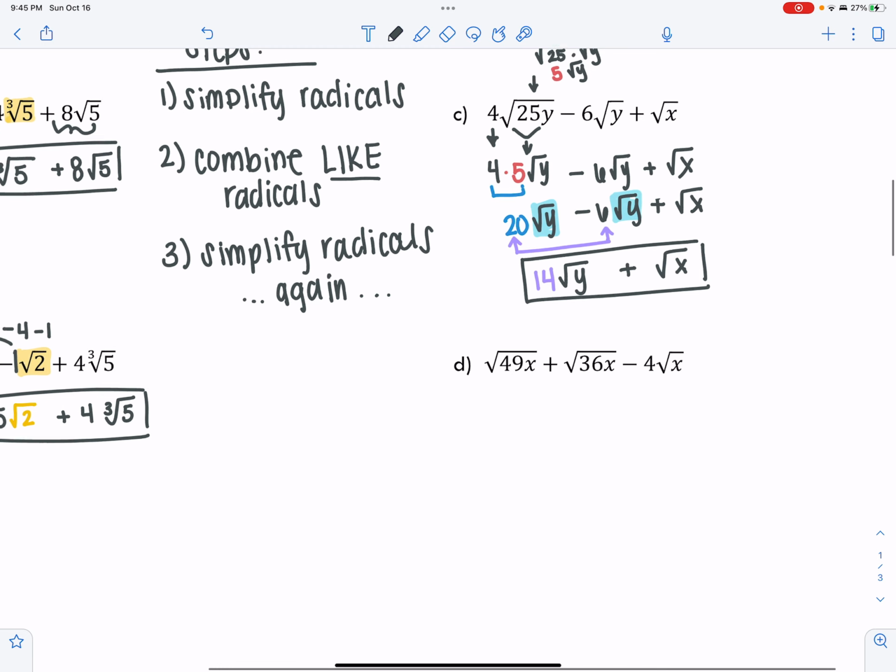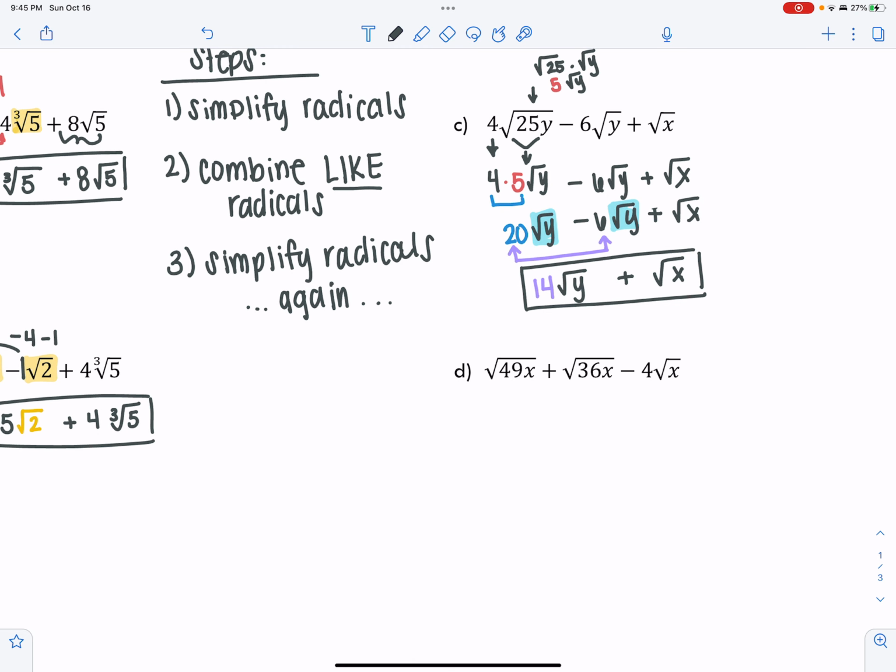All right, I would recommend pause the video, try this next one. All right, so I'm assuming you either got stuck or you got an answer. So let's check with mine. The square root of 49x plus the square root of 36x minus 4 square root x. So again, looking at this, nothing is exactly the same, and still the first thing I have to do is go to simplifying my radicals. So I'm going to simplify these kind of off to the side so that we can see where this stuff is coming from.